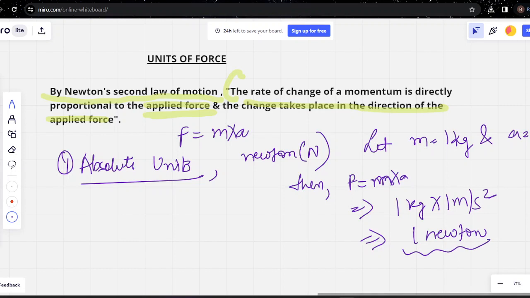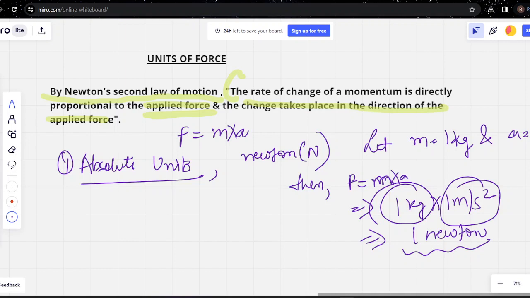So what can be 1 Newton again? If we have to define 1 Newton, I can say that 1 Newton is that much force while acting on a mass of 1 kg, producing an acceleration of 1 meter per second square. Very simple. This is in terms of SI unit.